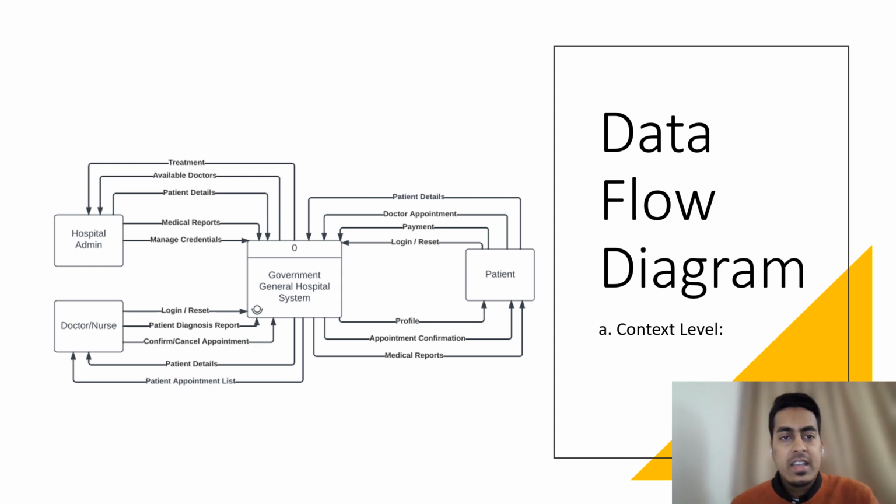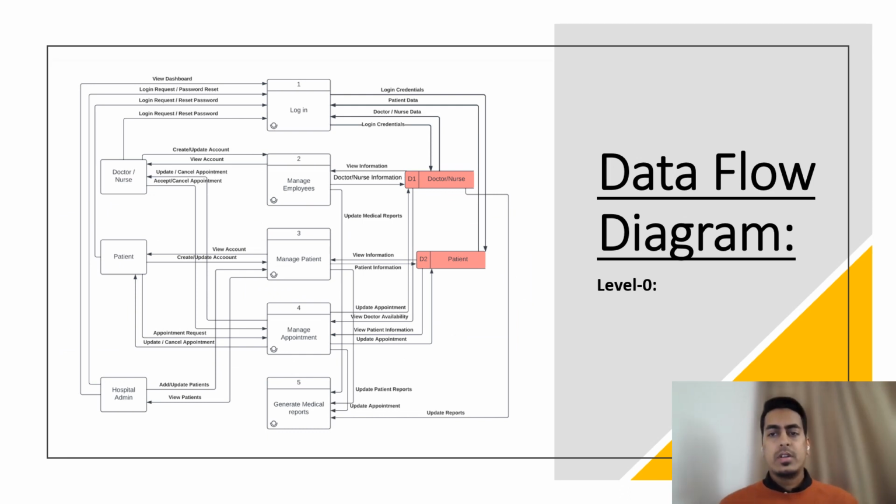And going to the next slide, let's see about the level 0 diagram. So this level is considered as an extended version of the previous diagram. So here we have 5 sub-processes of the hospital management system. These sub-processes comprise the important functions of the system which complete the whole project. The hospital management system sub-processes are login, manage employees, manage patient, manage appointment, and generate medical reports.